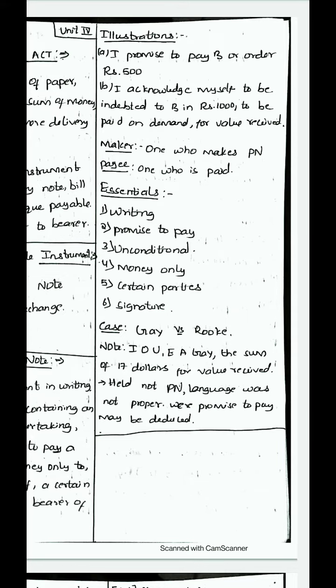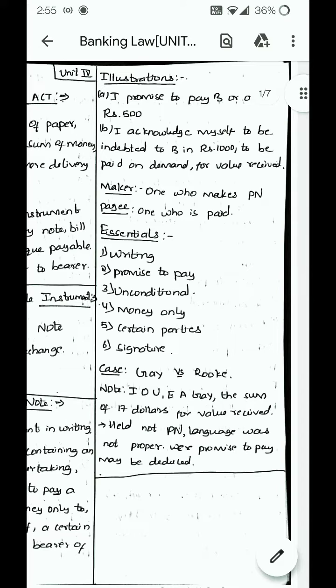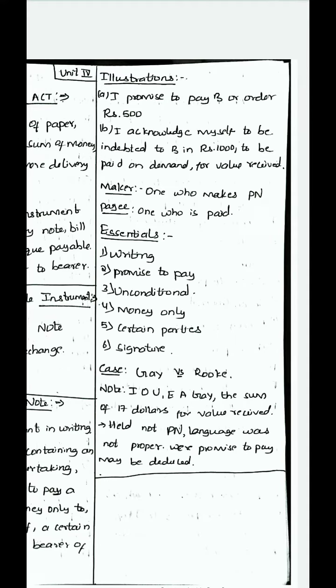Essentials of a promissory note. It should compulsorily be in writing, and there should be a promise to pay, specifically written as a promise to pay. Then it should be unconditional. There should not be any condition imposed. For example, in this illustration, if he writes I promise to pay B only if he does a certain thing for me, he is imposing a condition here. If a condition is imposed, then it is not a promissory note. No condition should be imposed, only a promise to pay should be there.